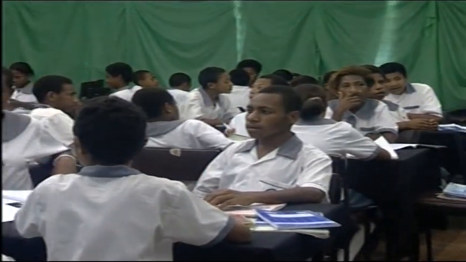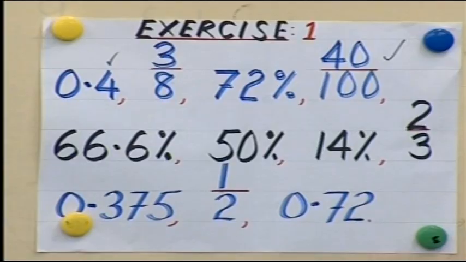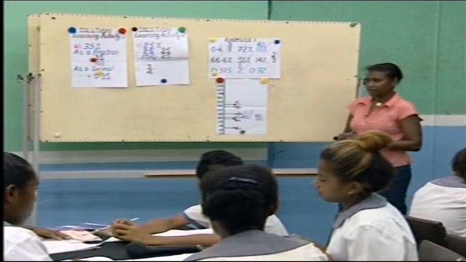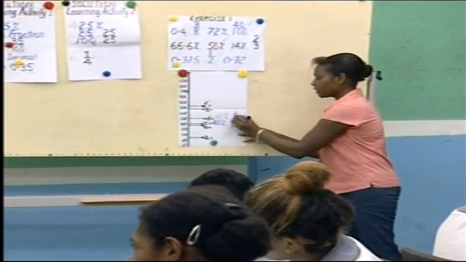Agnes? 50 over 100. Do we have 50 over 100 on the chart? No. But it can be simplified to what fraction? 50 over 100 is too big. Agnes, correct yourself. Half. Half, very good. 50% can be written as 1 over 2 or half. So we have answered that.